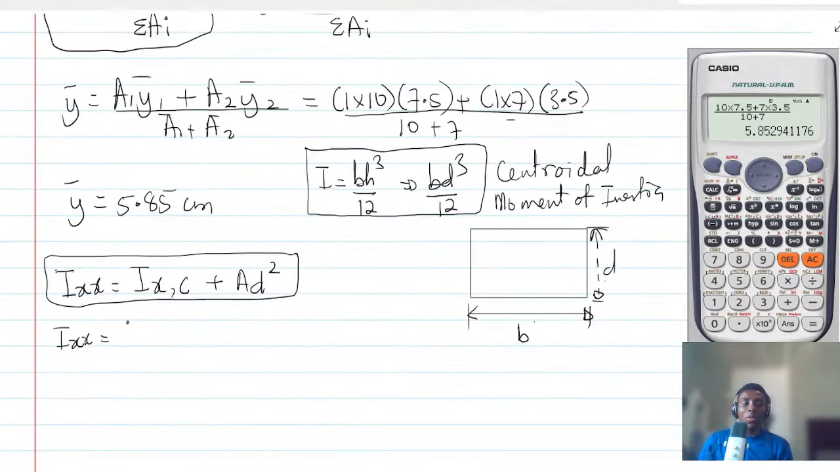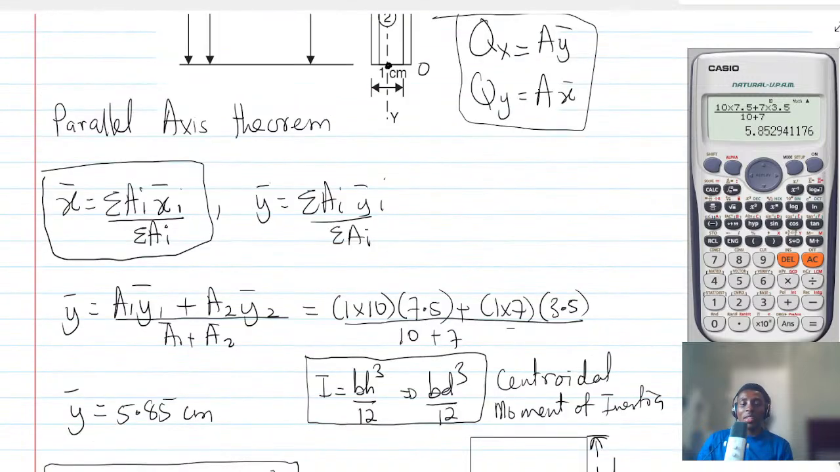Coming back to the question, the base for area 1 is 10. So it will be 10 times 1, which is the height or the depth, cubed divided by 12. Then plus the area, which is 10 times 1. Then you multiply by d squared. So when we say d, it is actually the distance.